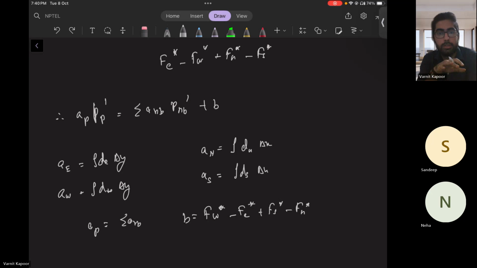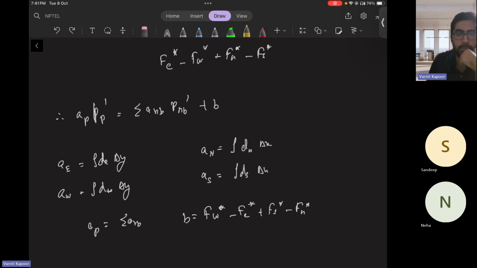Everything is solved. You've got all the coefficients: AP, east, west, north, south. Think about that. When B is equal to 0, your equation will become like this is equal to this.